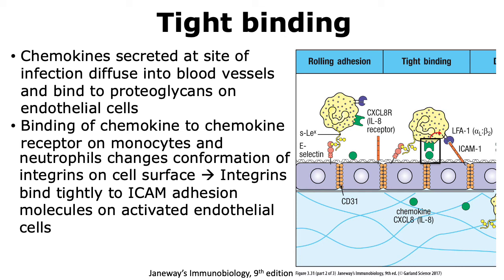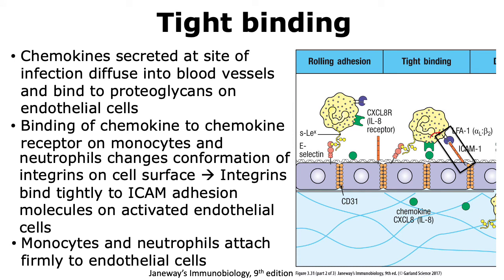This association triggers a change in the conformation of the integrins that are present on the neutrophil. The integrins can now interact with an ICAM adhesion molecule that is present on the endothelial cells, and that is what is shown in the black box. The interaction between the integrin of the neutrophil and the ICAM of the endothelial cell is a very strong interaction, and hence we see tight binding, or a tight association, between the neutrophil and the endothelial cell. This allows the monocytes and neutrophils to attach firmly to the endothelial cells.